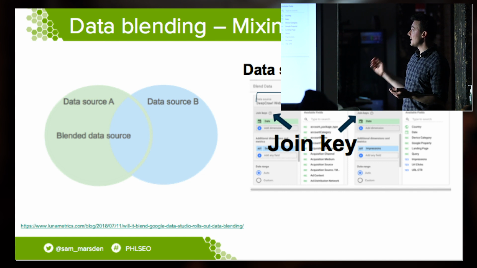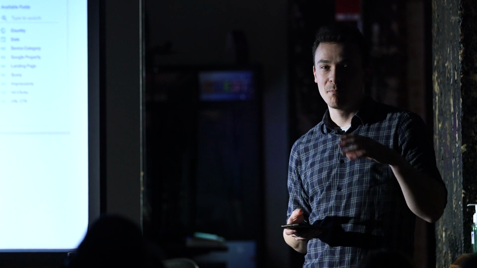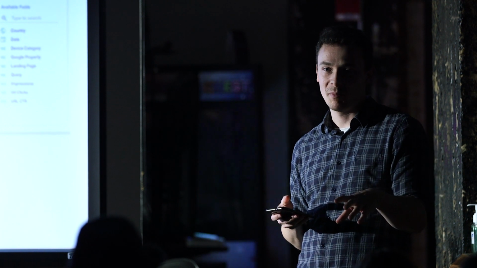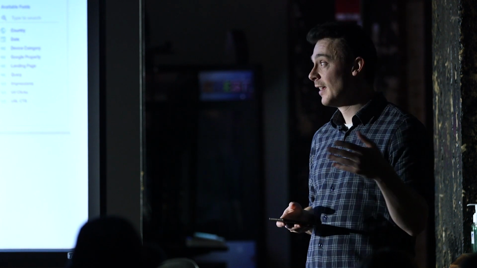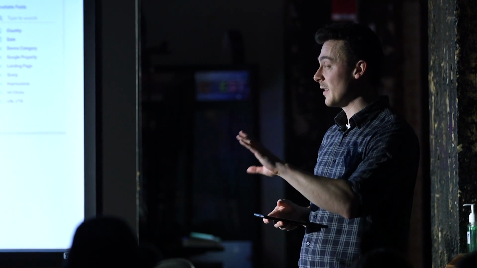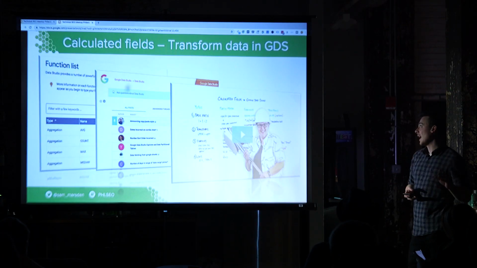Then you've also got data blending, and what this allows you to do is mix different sources together based on a common join key. So you might want to bring together Analytics and Search Console data, for example. There are still some bugs with this that need to be ironed out, but I think they're moving at quite a good rate, and I'm kind of confident that these will eventually go, hopefully, so it'll be less buggy.